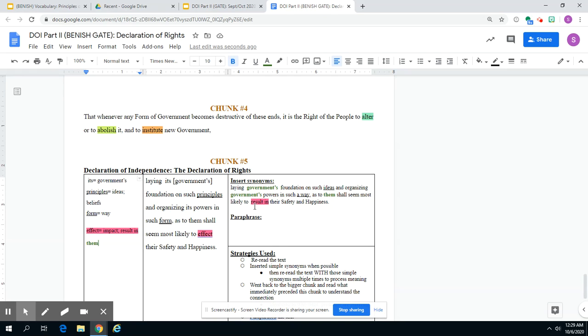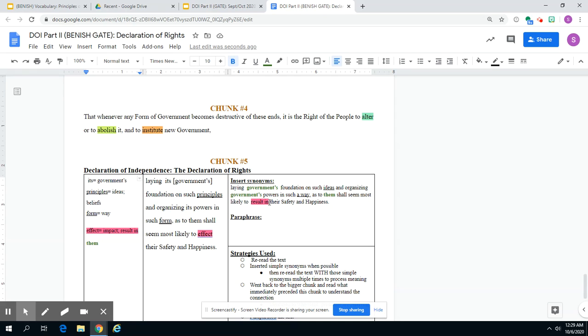So let's see who it could be. Laying government's foundation. We can even connect it to the previous statement if that's helpful. It is the right of the people to alter or to abolish it and to institute new government, laying government's foundation on such ideas and organizing government's power in such a way as to them shall seem most likely to result in their happiness and safety.